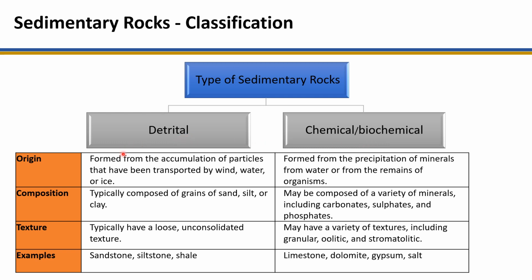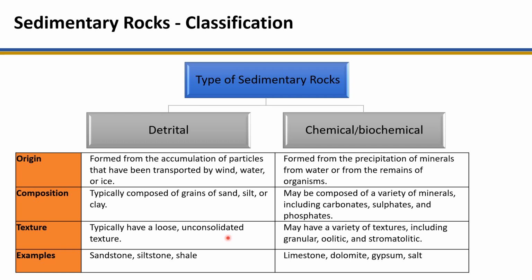And we take a look at the detrital sedimentary rocks. Detrital sedimentary rocks are formed from the accumulation of fragments of pre-existing rocks and minerals. The fragments, called clasts or particles, can be any size from clay-sized particles to large boulders, pebbles, and gravels. The composition of detrital sedimentary rocks depends on the composition of the clasts. For example, a detrital sedimentary rock made up of sand-sized clasts of quartz will be quartz sandstone.